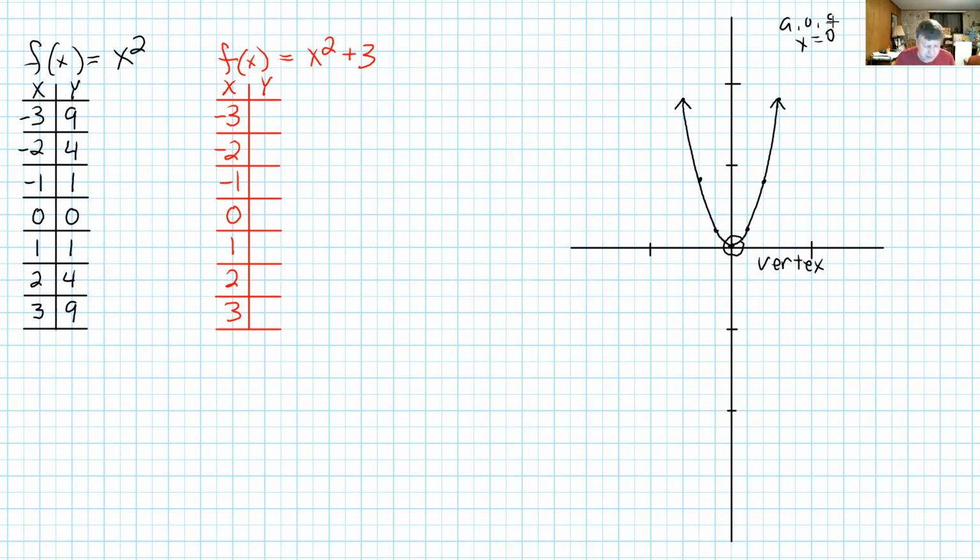Okay, so the graph of f of x equals x squared is this parabola opening upward with a vertex at 0, 0, and an axis of symmetry, a vertical line going through the vertex, and the equation of that line is x equals 0. Well, now let's take a look at this red function, f of x equals x squared plus 3. And let's see what we get when we finish this table and plot those points.